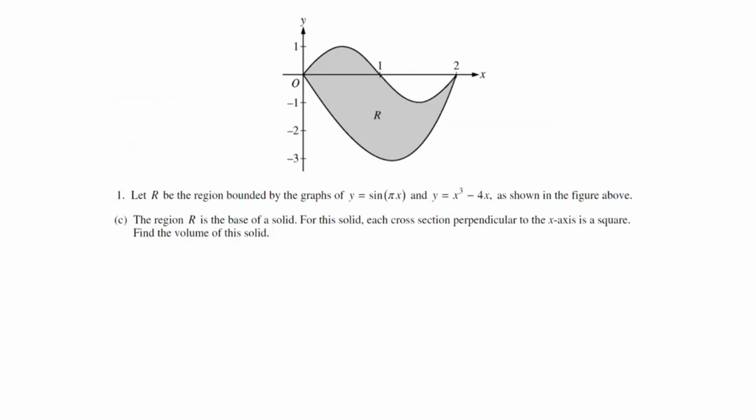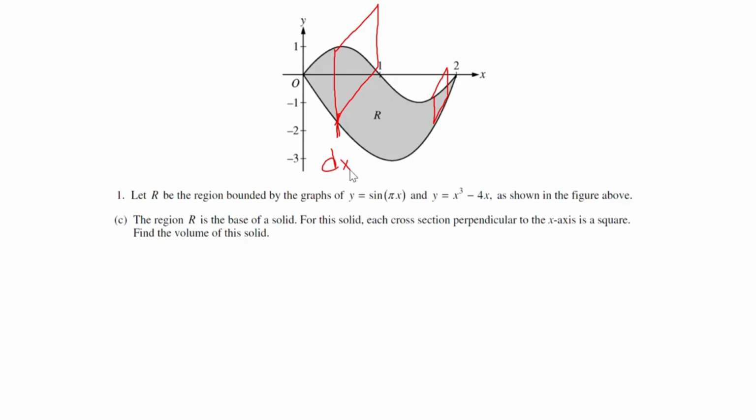In part C, it tells us that region R is the base of a solid and that cross-sections perpendicular to the x-axis are squares. And we want to find the volume of this solid. Well, if the cross-sections perpendicular to the x-axis are squares, that means we've got these squares at every single x value here protruding out of the screen at you, right? And then we just need to sum together the cross-sectional area of each of those squares multiplied by the thickness of each one, which is just an infinitely small distance in the x direction.